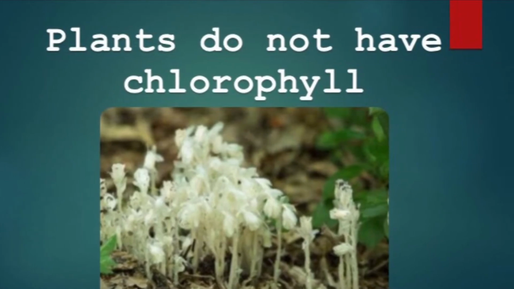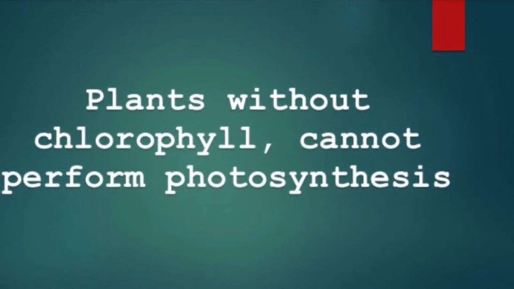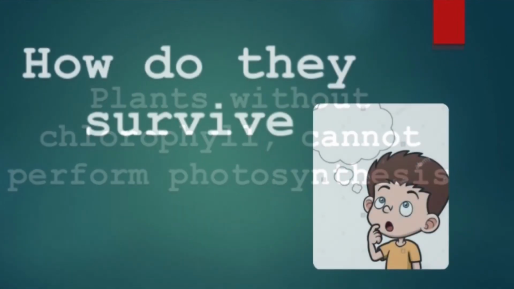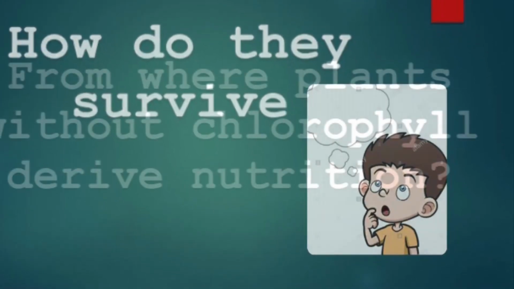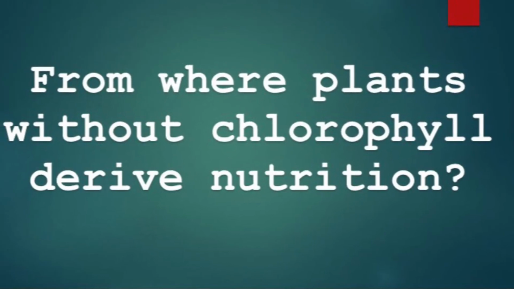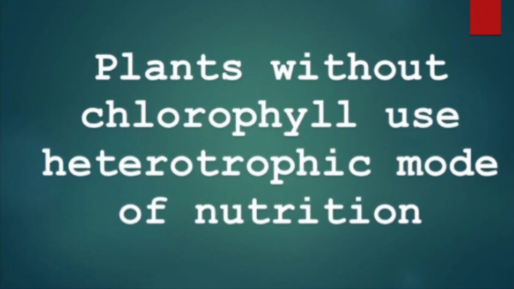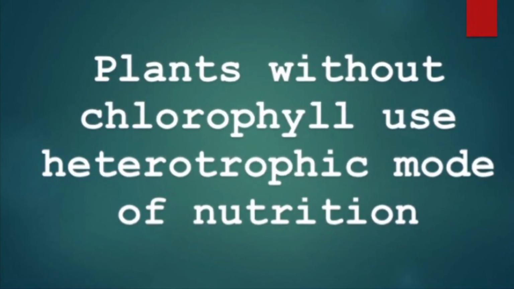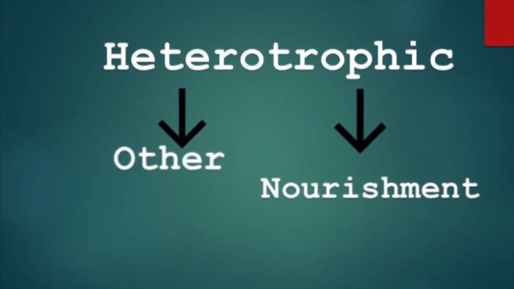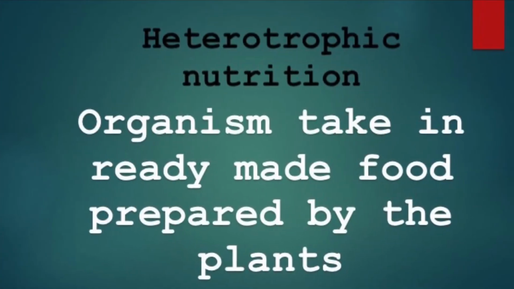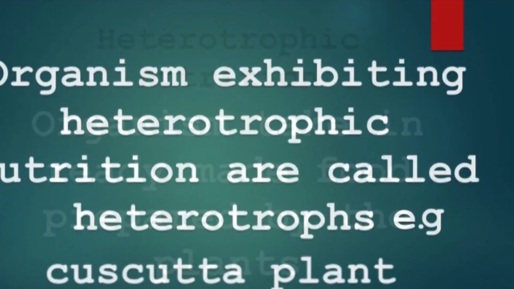Some plants don't have chlorophyll. They cannot synthesize their own food. Then, how do they survive? And from where do they derive their nutrition? These plants use another mode of nutrition, that is, heterotrophic nutrition. To understand, let's split the term heterotrophic. Here, hetero means other and trophic means nourishment. Therefore, heterotrophic nutrition is the one in which organisms take in ready-made food prepared by plants.